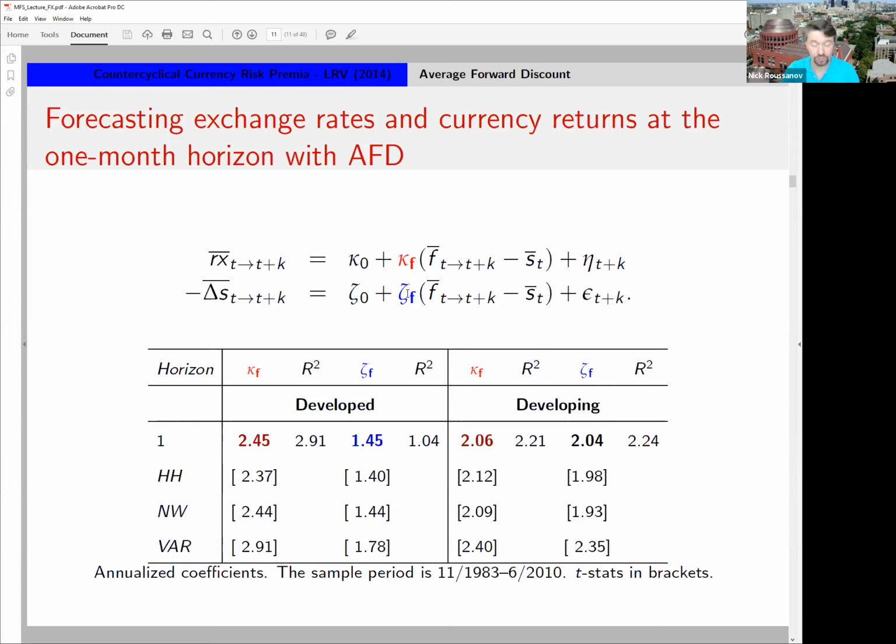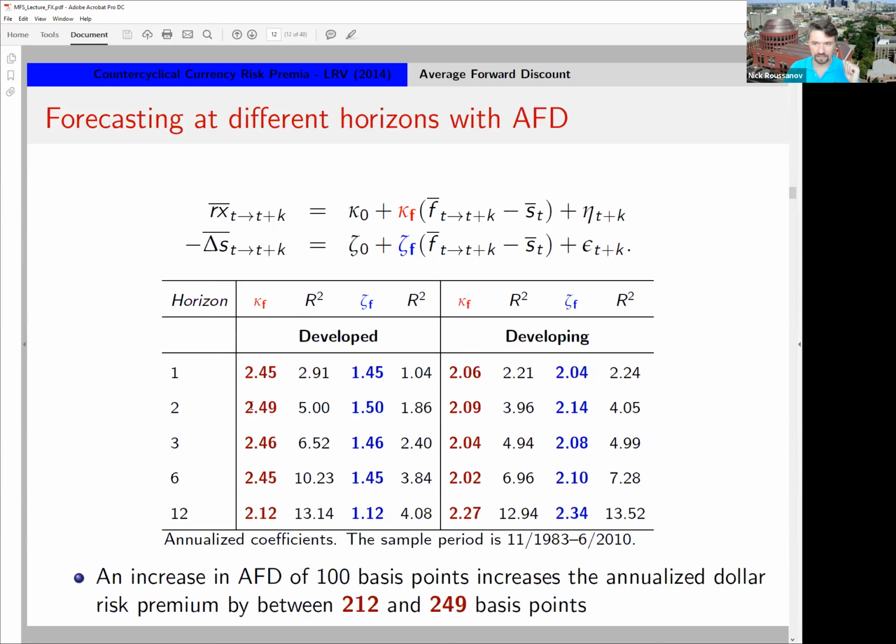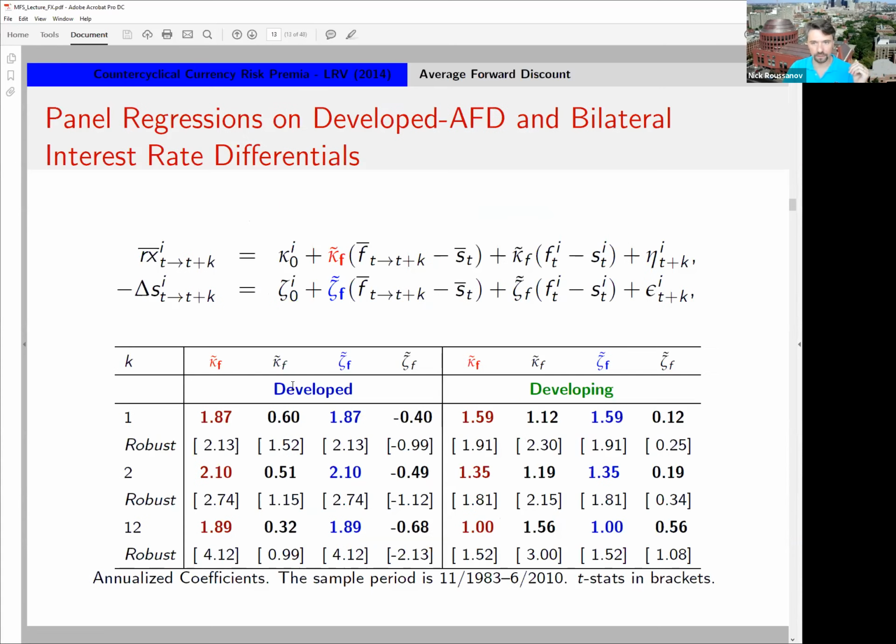Not just should it be negative, it should be -1. And of course, in the data, both of these coefficients are positive. Now, you could say zeta is not statistically significantly positive, but it's clearly not -1. And the predictability for expected excess returns is very, very statistically strongly significant for horizons between 1 month and 12 months, for which we have these forward discounts.